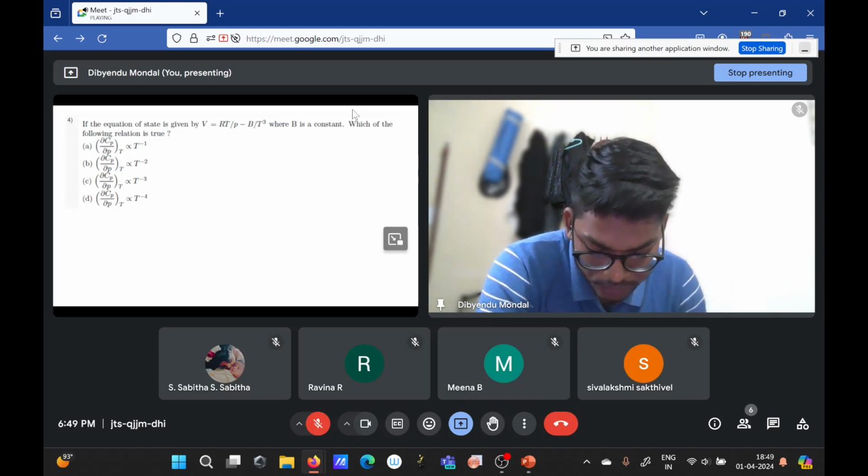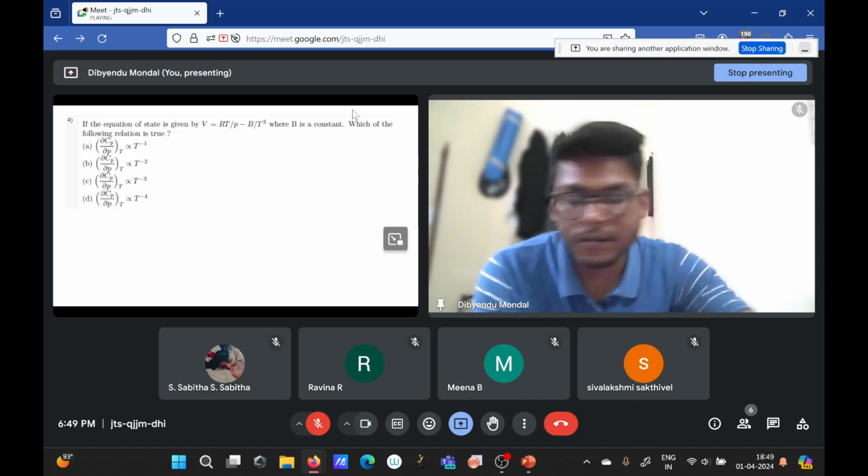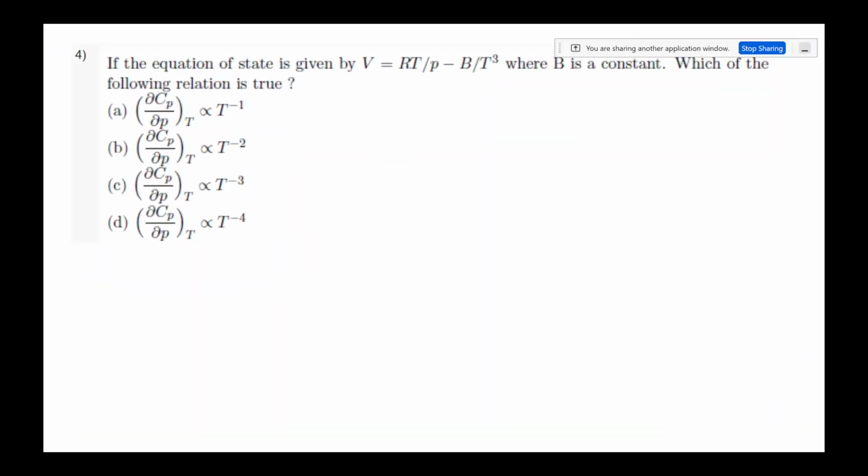So let me write here. Cp is T del S del T at constant P. So del Cp del P at constant T will be del P of T times del S del T at constant P.